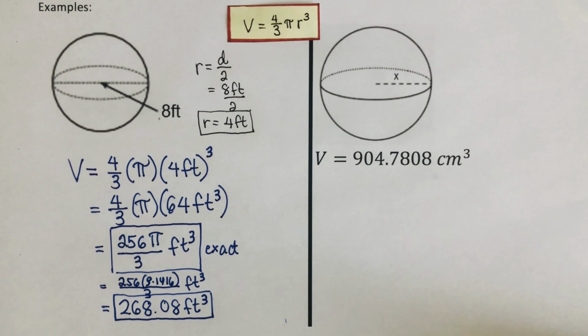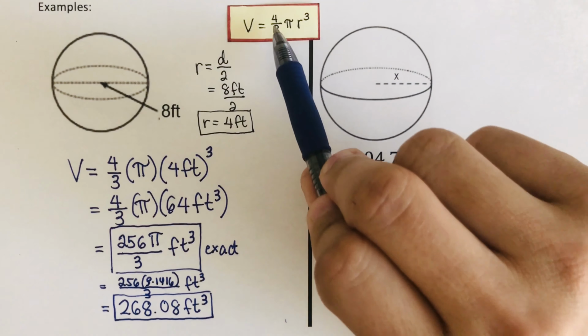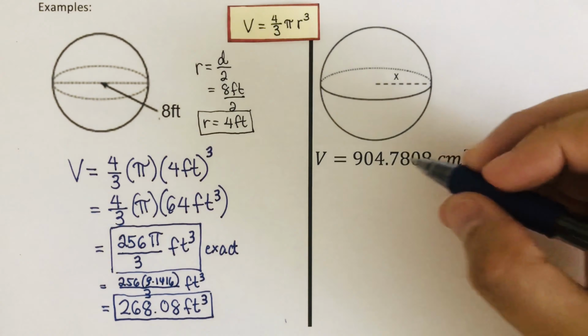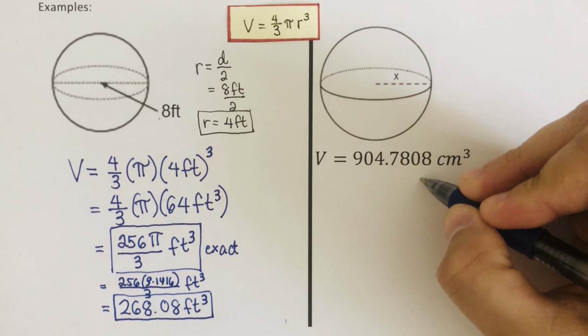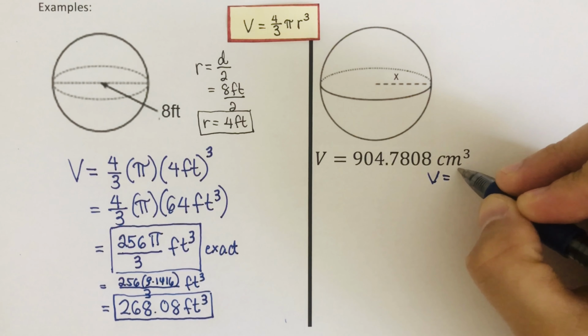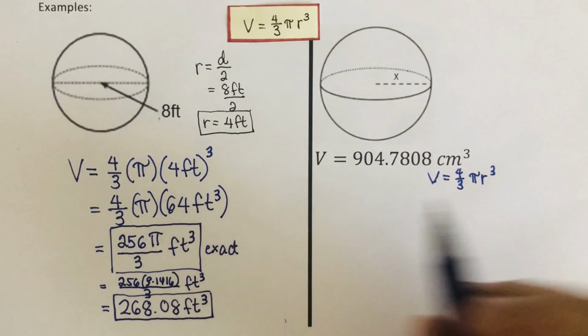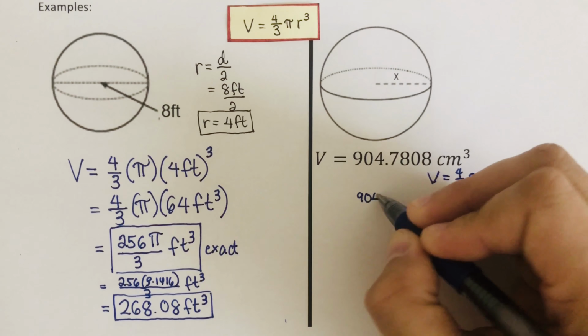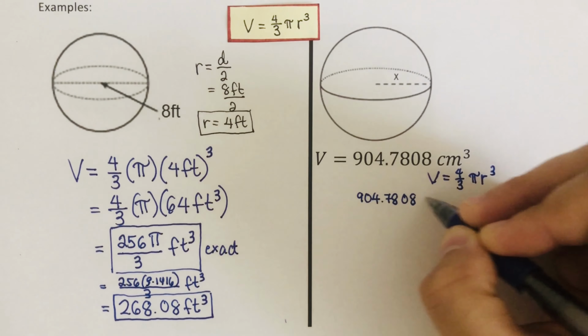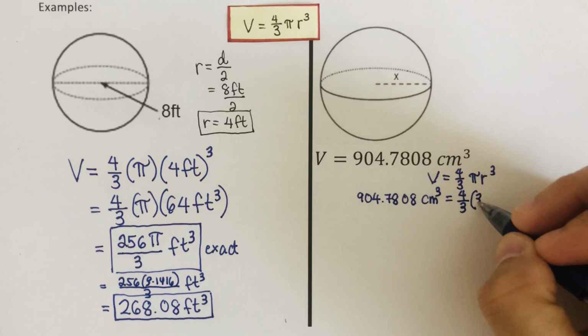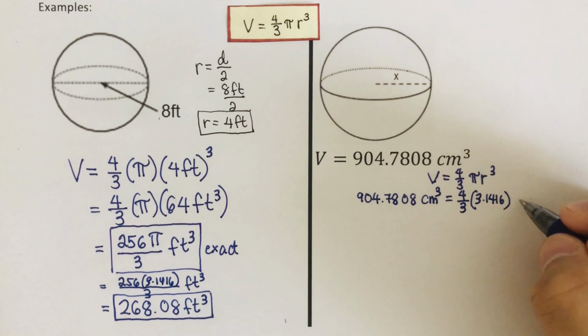Okay, so we go over the problem here. It's pretty much the same thing. We are going to use this equation right here, but we're doing it backwards. We are given the volume and we're supposed to find the radius x. So let's write the formula: volume is equal to 4 over 3 pi r cubed. I plug in the value of volume, 904.7808 centimeters cubed, equals 4 over 3 times pi, which is 3.1416, times our missing radius, which we represent as x, so that's x cubed.